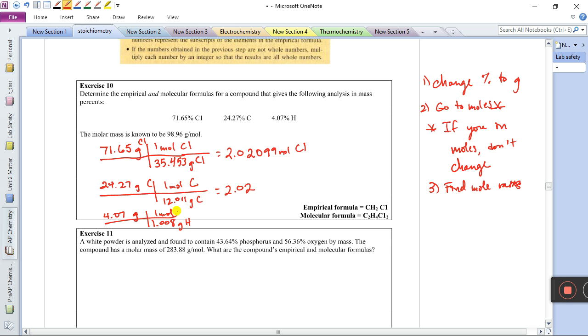Per 1 mole. Okay. And so what does that get us? 4.037. All right. And so now you need to know how these compare to each other. So that is carbon and not hydrogen. Next step is divide by smallest number of moles. So what's our smallest number of moles? 2.02, so we divide everything by 2.02.